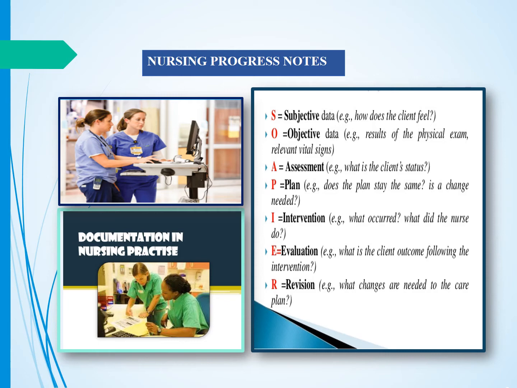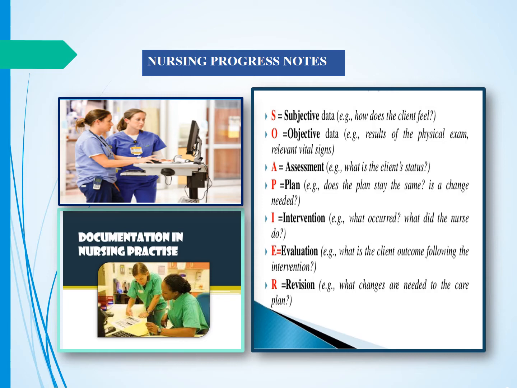O stands for objective. This is obtained by the healthcare provider, which includes findings during physical assessment, observation and/or diagnostic procedure that can be measured, utilizing the 4 steps of assessment such as inspection, palpation, percussion, and auscultation, IPPA. Also known as overt data. A stands for analysis of assessment, the nurse's interpretation of the patient's condition based on the subjective and objective data. In short, it is the nursing diagnosis.